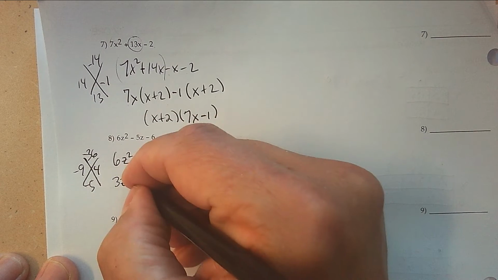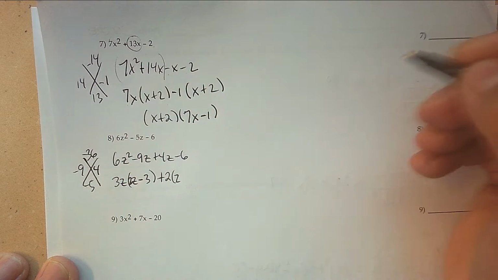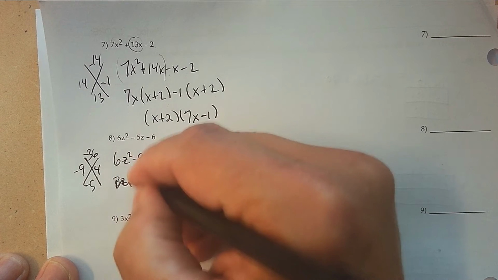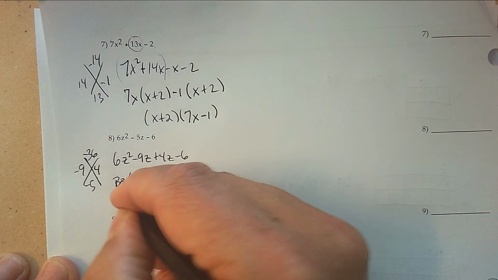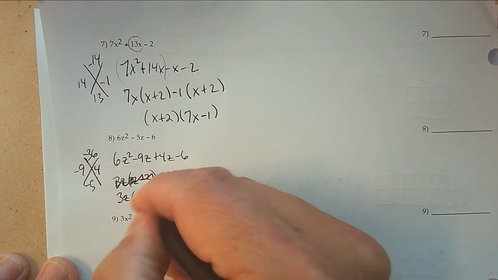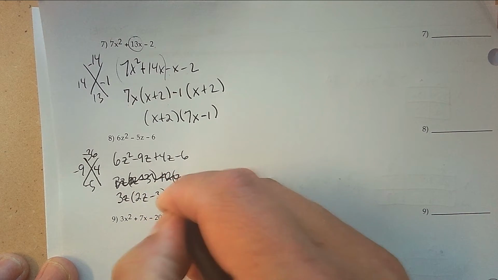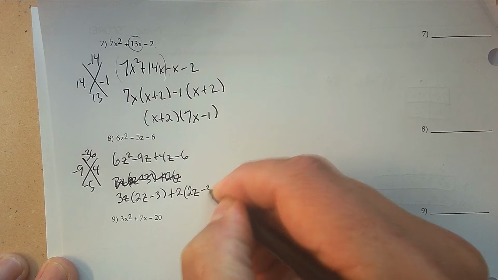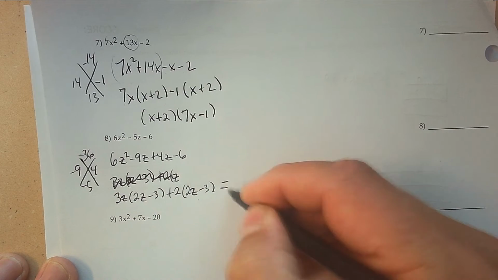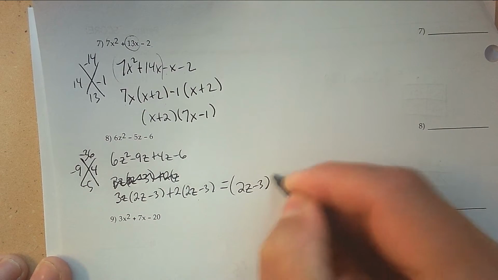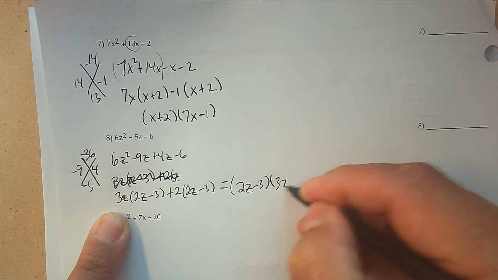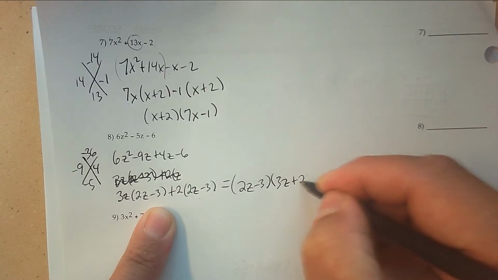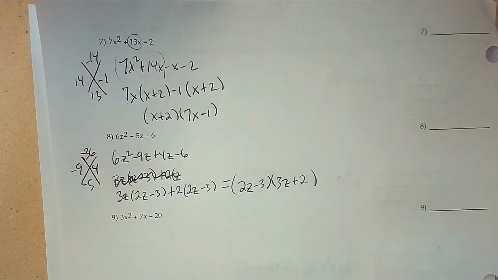Let's see, I'm missing a 2 in here. So that should be a 2. Let me rewrite it nicer because I forgot. So take out a 3 and a z, it should be 2z minus 3. Take out a 2 and it is 2z minus 3. Notice how we have common factors. That's 2z subtract 3. And what's left when you take out a common factor is 3z plus 2. All right, one more time.